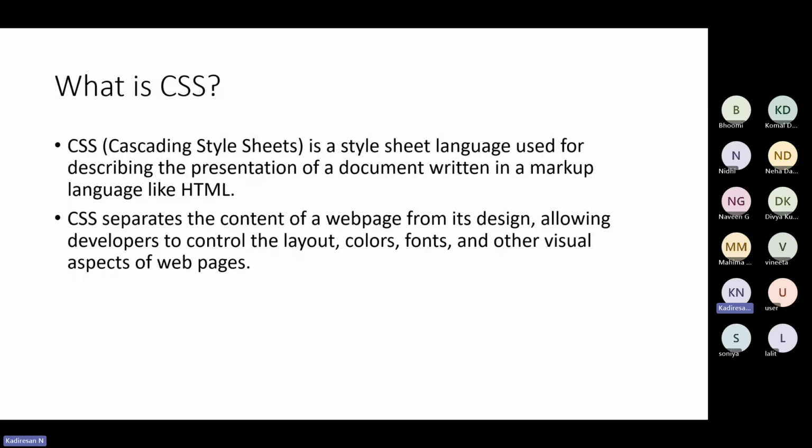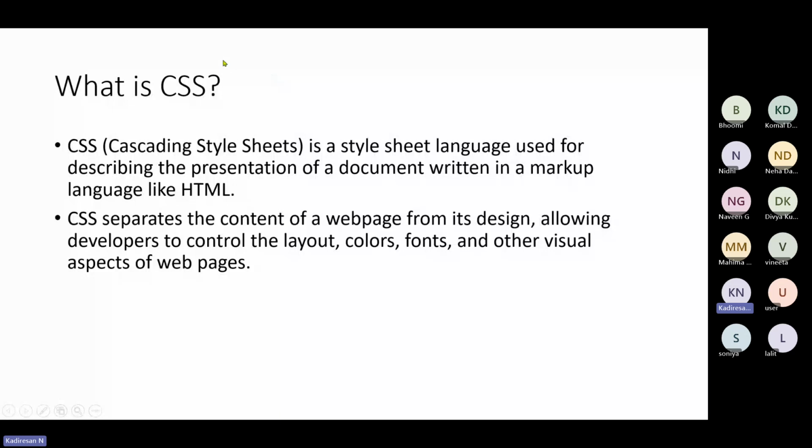This cascading style sheet separates the content of a web page from its design, allowing developers to control the layout, color, fonts, and other visual aspects of the web page. When you design a web page, you feed the data in terms of a markup language such as HTML or XML, and then you have your own control over it. You can control the layout, the color, and the font. Those things can be done using the cascading style sheet.